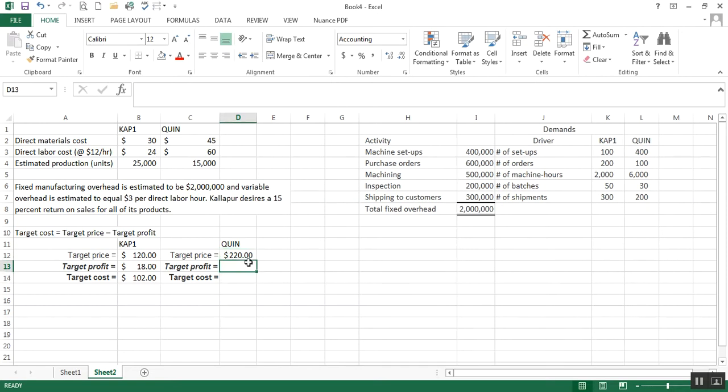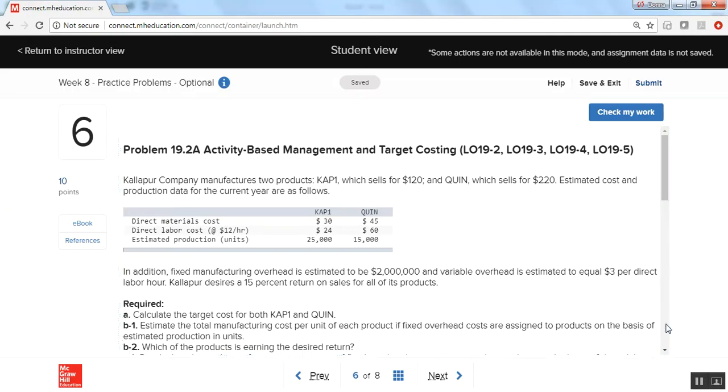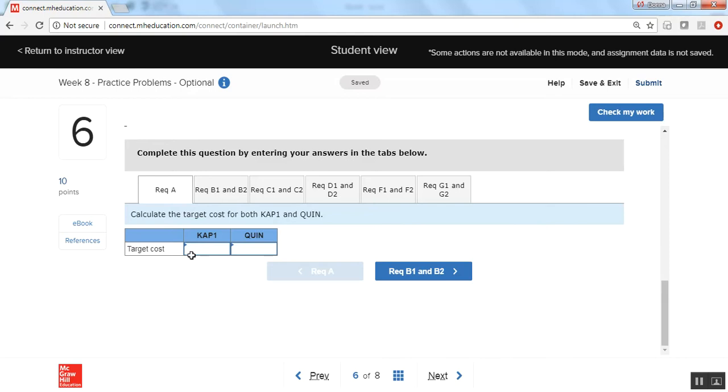We're going to do the same thing for Quinn. It's going to be 15% times my price, and the difference between my price and my target profit is my target cost. So now I know that my target cost is going to be $102 for KAP1 and $187 for Quinn. So let's put that in here. So it was 102 and 187.